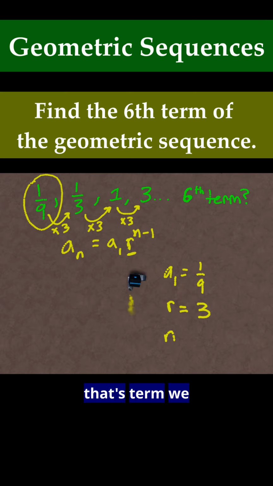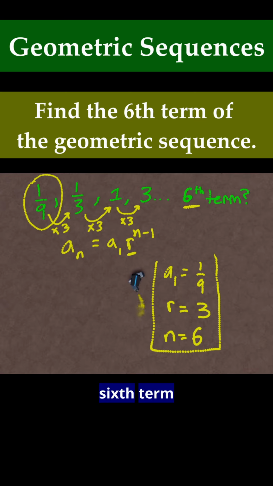And then what is n? That's the term we want to find. And that's pretty simple. I told you in the problem, we want the sixth term. Therefore, n is just equal to 6. Now let's use these values and solve for the sixth term.